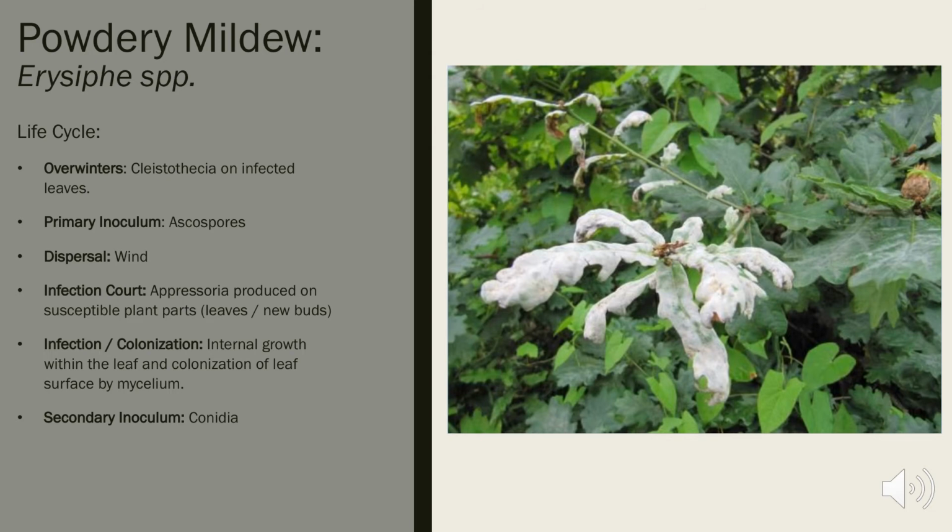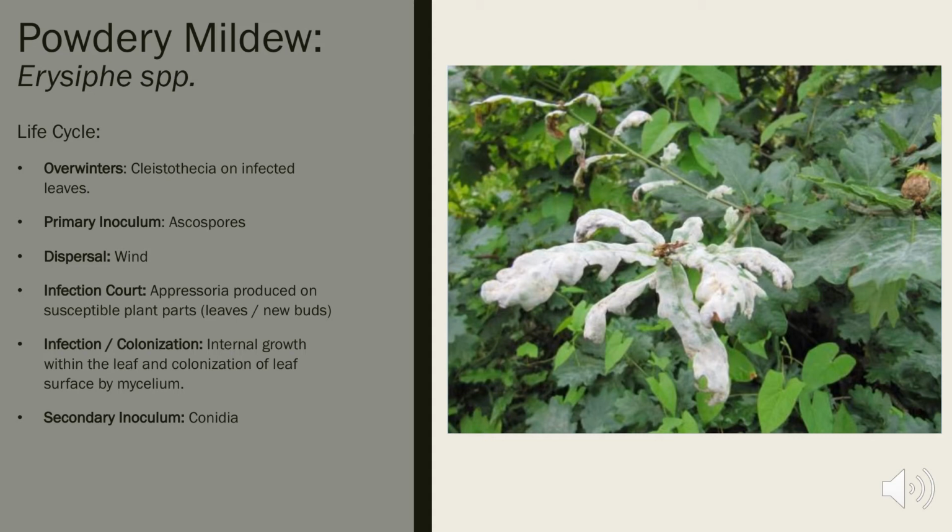The next disease that we're going to be talking about is powdery mildew. So it's Erysiphaceae species is what we'll be talking about. It overwinters in the cleistothecia on infected leaves, and its primary inoculum are the ascospores that are produced. They're dispersed by wind or water splash. In the infection courts, the appressoria are produced on the leaves or buds, and they infect directly.